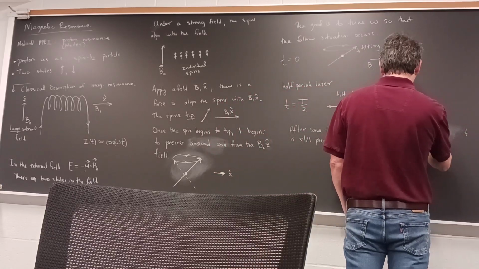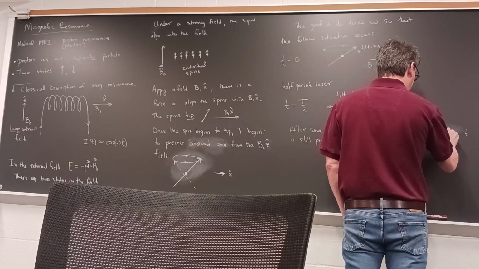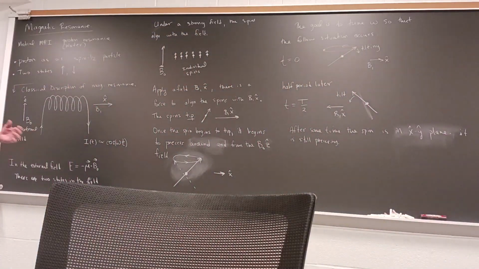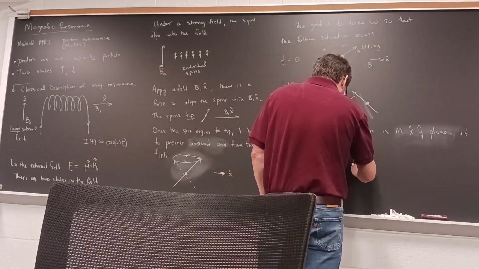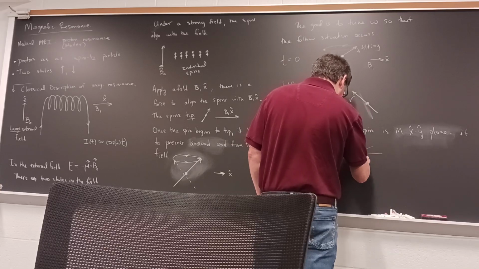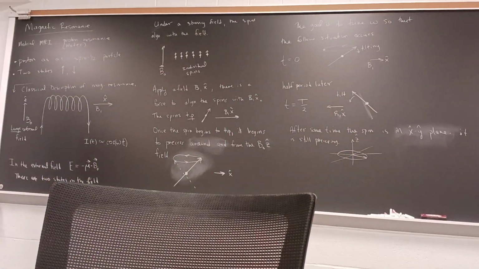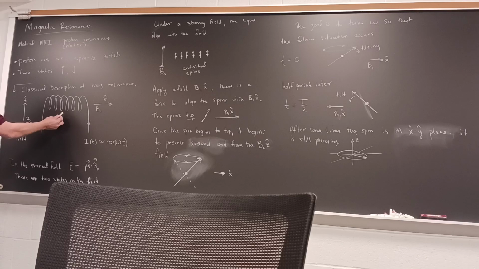What is in the xy plane? X hat, y hat. And we already investigated what happens if we put a spin in the z direction. It just precesses around it. So if it's in the xy plane, now it's just precessing in the plane. Now this is like the spins themselves. They're little bar magnets.